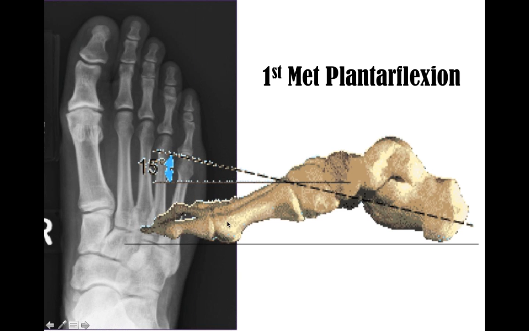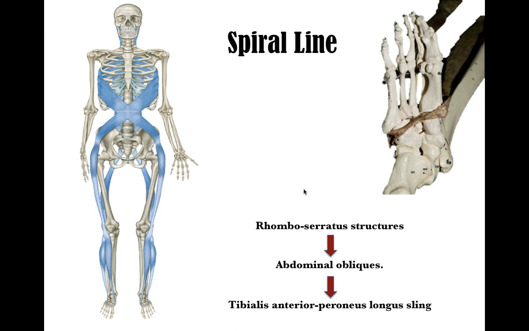Your first ray is the metatarsal here, the cuneiform, which is this bone here, running into the big toe joint. That is referred to as your first ray. Now, the part of the first ray that you need stability at is the metatarsal cuneiform joint. Metatarsal cuneiform joint is important to how you push off of your big toe. Now, the way that you stabilize your metatarsal cuneiform joint is through the spiral line.